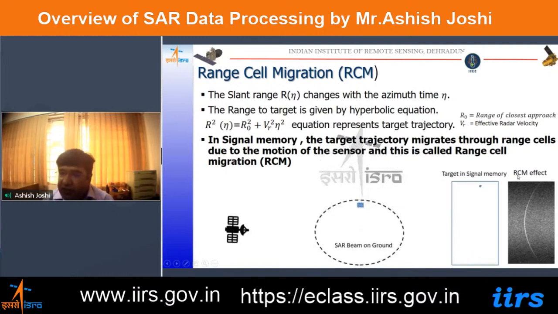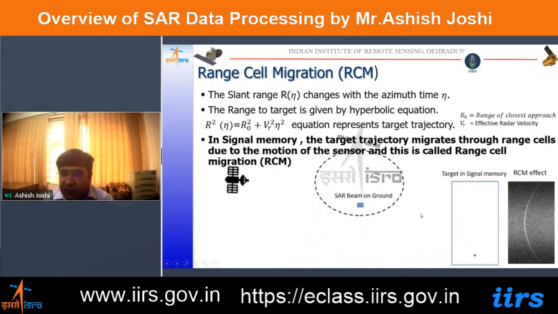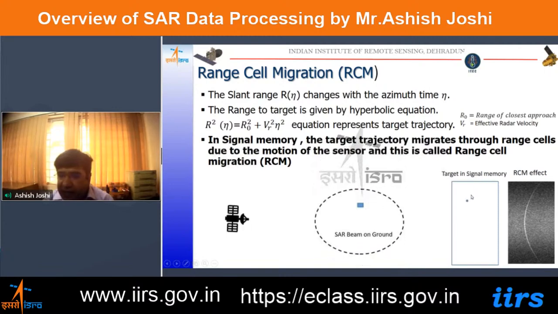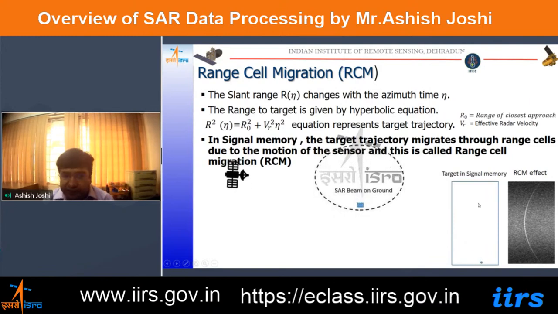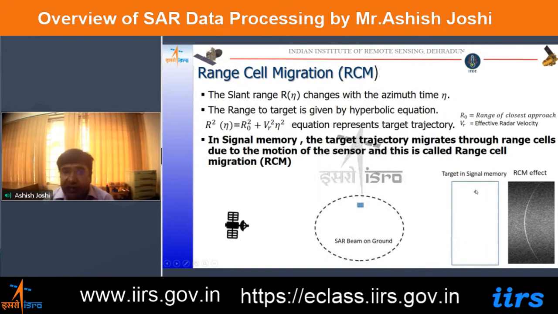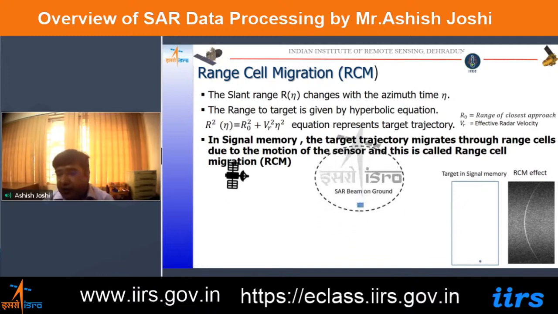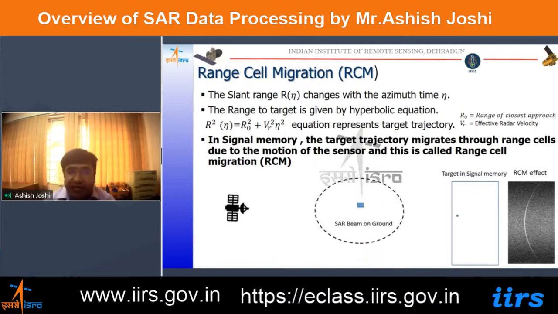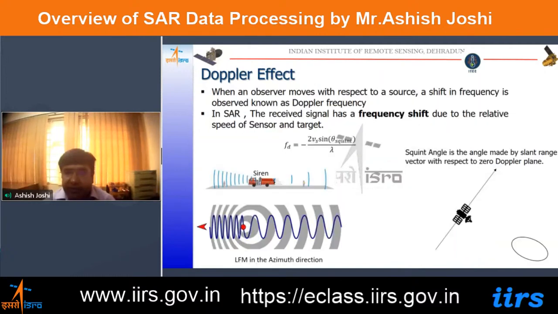So this is called the RCM effect, meaning range cell migration, because the target is not at a particular position and it is migrating from its position in the azimuth direction. So this is called range cell migration, and we have to correct it in our raw data processing. This is the first challenge we have to address in SAR data processing.